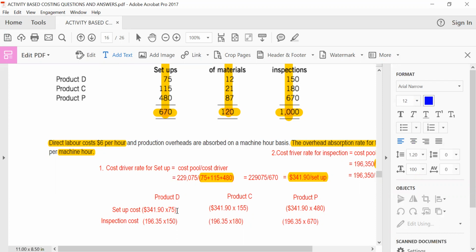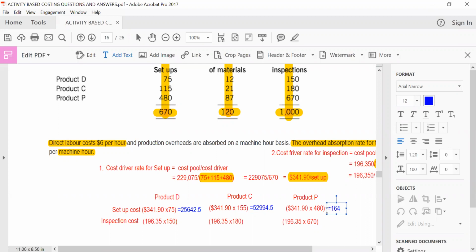So if I multiply 341.90 here by 75, I get 25,642.5. If I use 341.9 to multiply 155, let me be quick. Please, you can also do it at your end. That gives me 52,994.5. This is the same bit we do in ACCA, we do in ICA, we do in CIMA. It's the same bit no matter wherever you are.